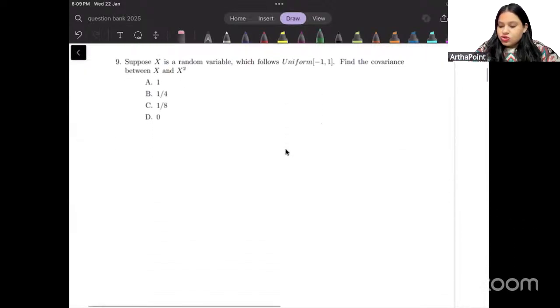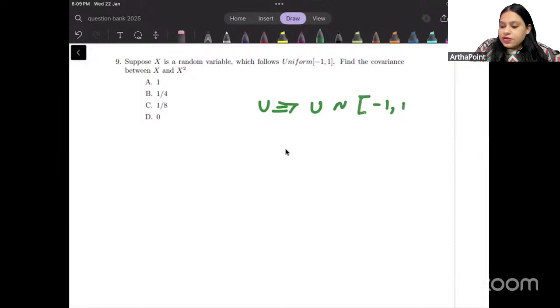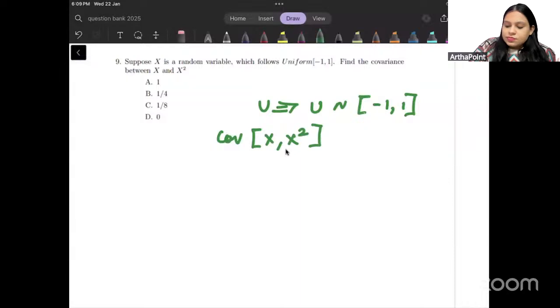Go ahead, give this question a try. X is a random variable. X follows a uniform distribution between -1 and 1. You have to find covariance between X and X square. Give it a try. Okay, how about others?